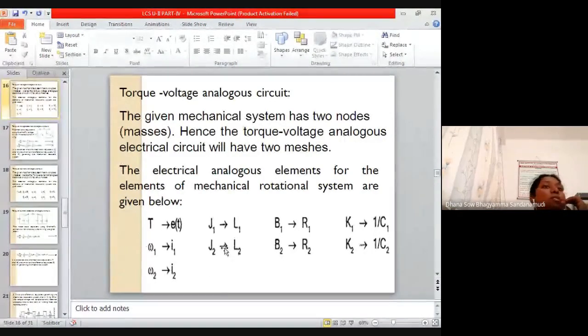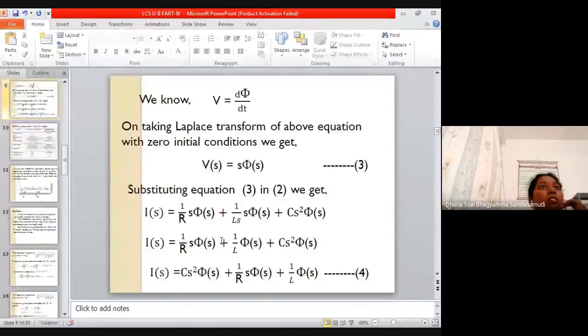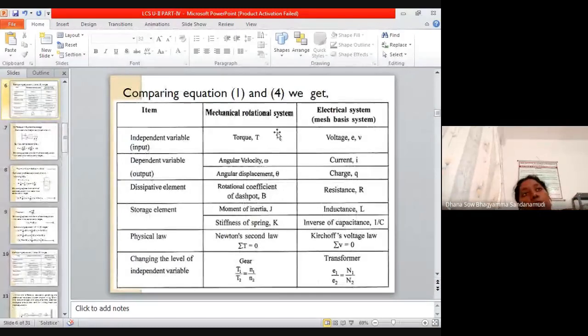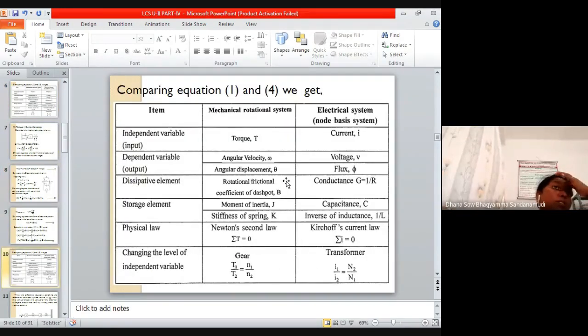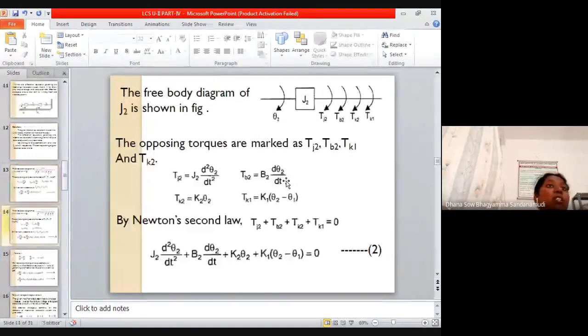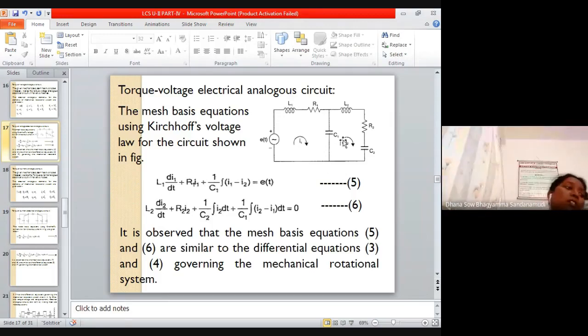From this table, for the torque voltage analogous circuit, if you remember this table, torque is analogous to voltage, angular velocity analogous to current, displacement analogous to charge and all. If you remember that, you can write down all the analogous terms here, and you can draw the electrical circuit.